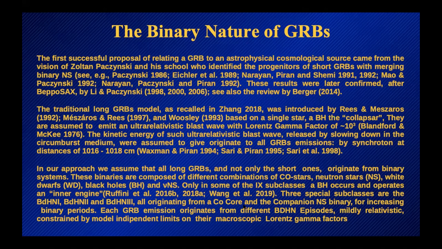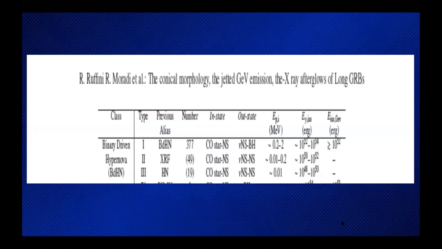There are practically three different classes, with different episodes, but all of these episodes are mildly relativistic. And the velocity, the Lorentz gamma factor, is constrained by model-independent limits on the macroscopic Lorentz gamma factor. Therefore, only a few are black holes. The majority are long GRBs in a larger family. And the latest definition of this family has been recently presented. There are 380 BdHNe, which start from a CO star and a neutron star and form a black hole. There are X-ray flashes, there are other systems, and there are also the short GRBs as a different component of the GRB classification.